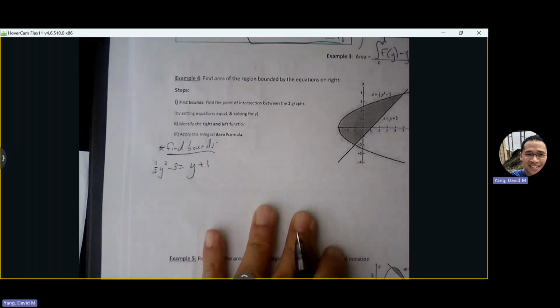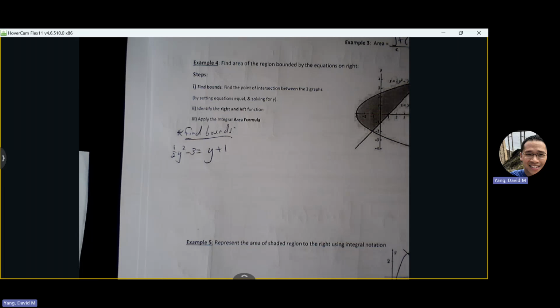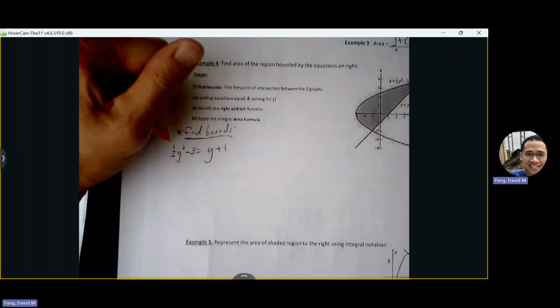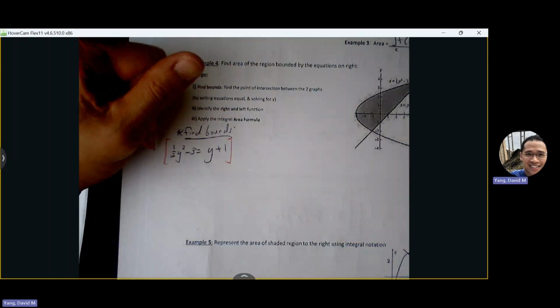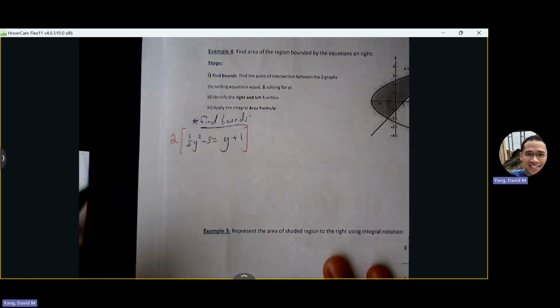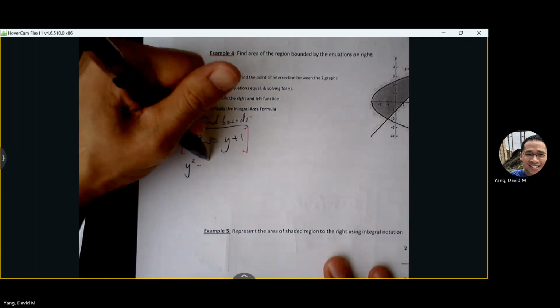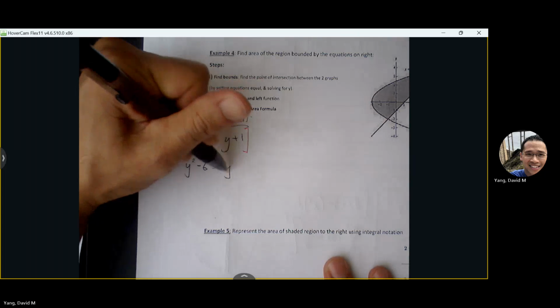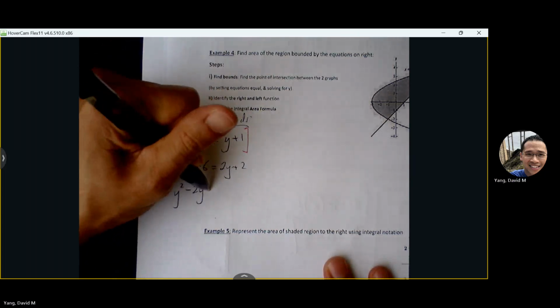I want to factor this, but that 1/2 makes it a little messier. So I'm just going to multiply everything through by 2 so that I like my coefficients for my y squared being 1 or above, right? Or if there's any fraction, it just makes it harder to factor. So I'm just going to distribute a 2 through, then move everything over to one side.